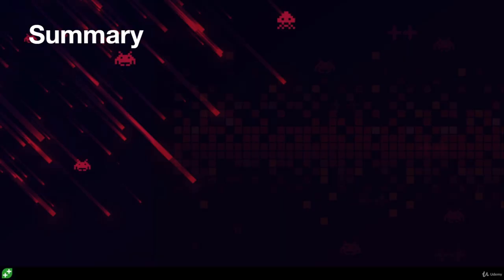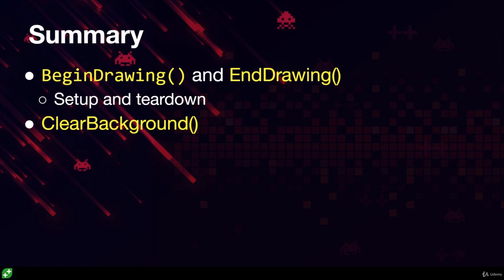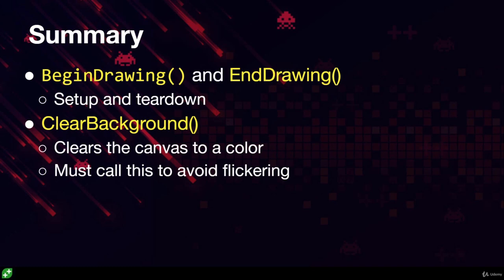Okay, so in summary, we have learned that we need to use the begin drawing and end drawing functions from the Raylib library to set up our canvas so that it's drawn properly to the screen in our window. We've learned that these functions handle the setup and teardown of the window, and we've learned that we must use the clear background function in order to clear the canvas to a specific color. We learned that we must clear the background in order to avoid flickering, which is a result of Raylib's use of the double buffering method to update the image in the canvas for the window. So now that we know how to clear the background, in the next video we're going to learn how to actually close the window. So stay tuned.